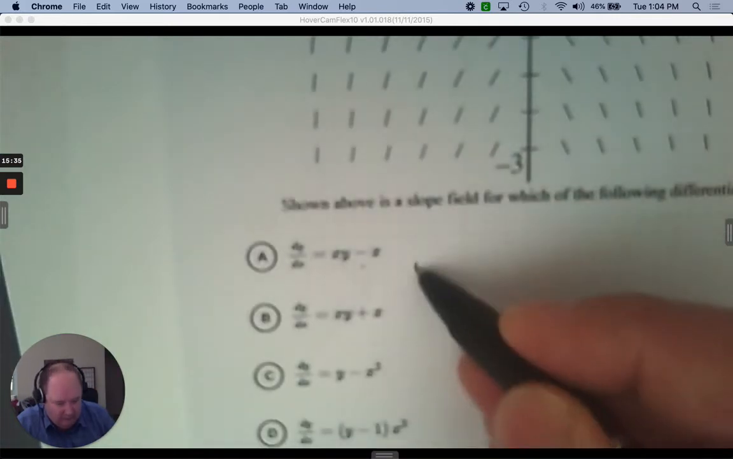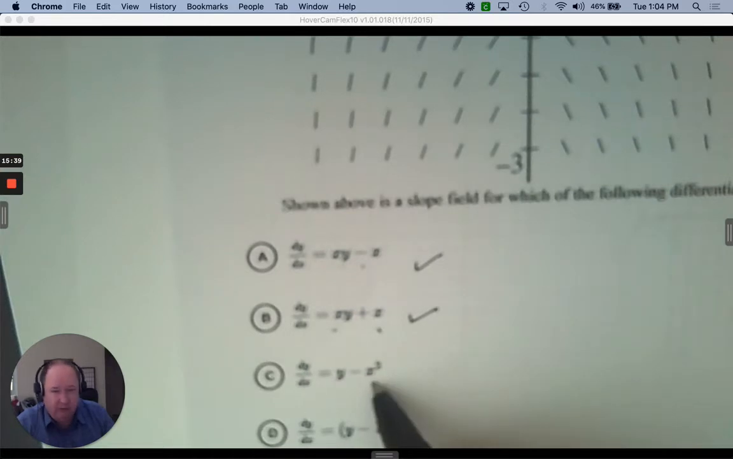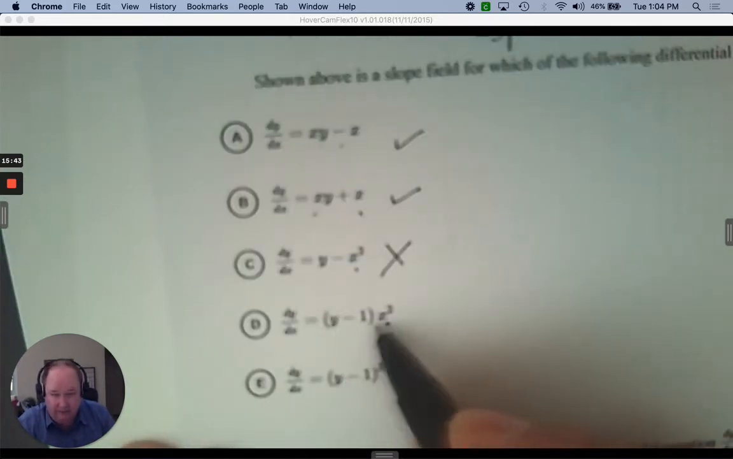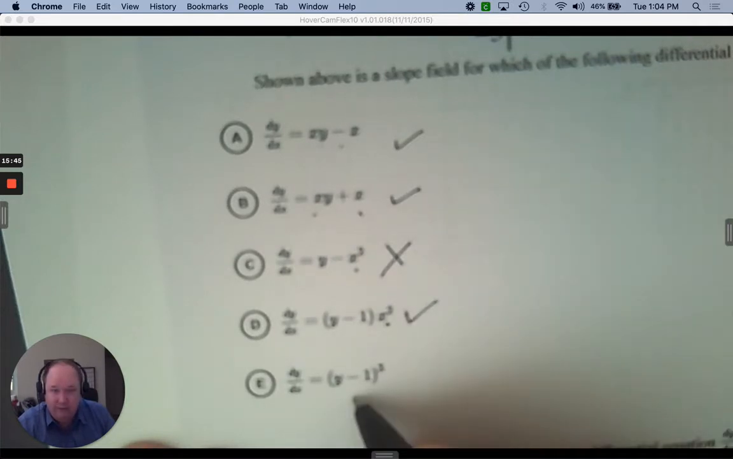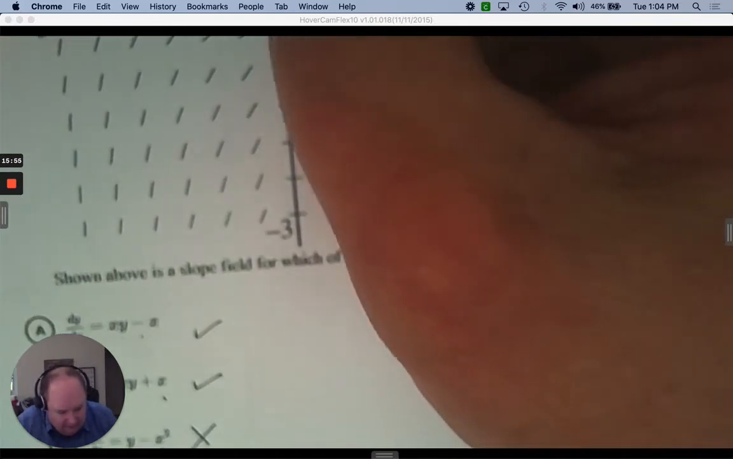So if I plug in 0 for x, that one's okay. 0 for x, that gives me 0. 0 for x, that does not do that. 0 for x, that gives me 0. And then this one doesn't work. Okay, so now I'm down to 3. And now I'm going to pick out another point and test it. So what's another point I could test to see if it works or not?